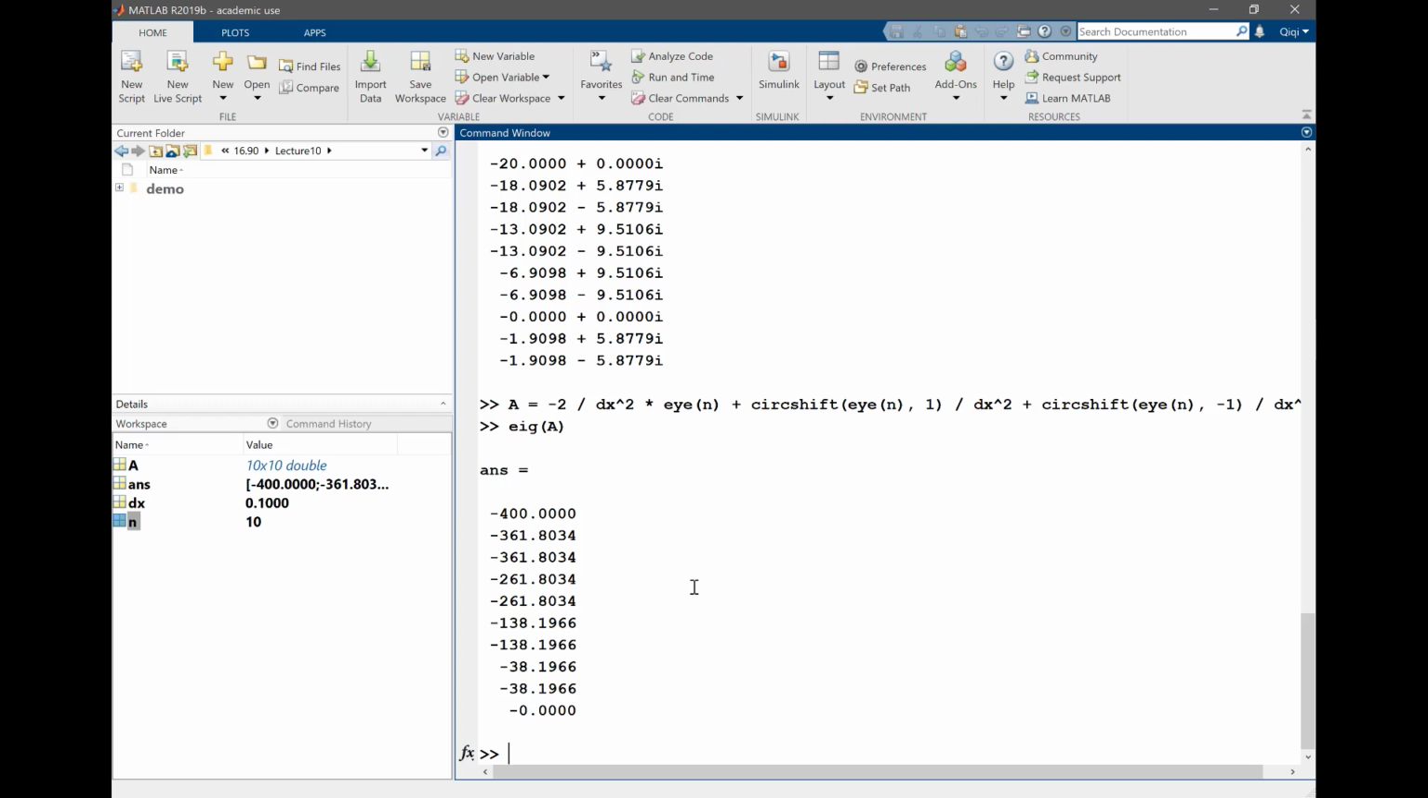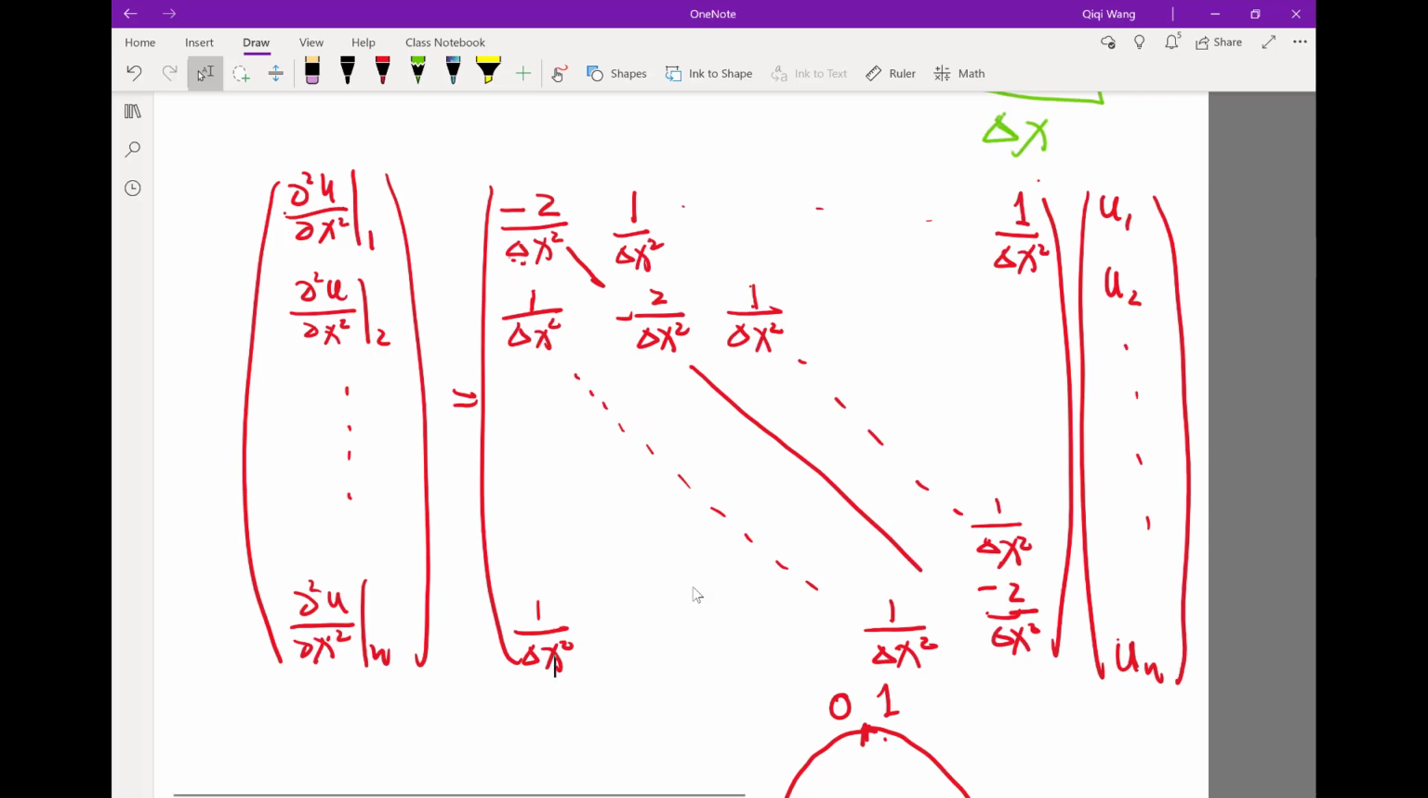They are all real. Okay, all the eigenvalues of the second order derivative matrix are real. It's amazing, huh? Well, actually not so amazing. Why? Because whenever you look at a matrix like that, when I look at the matrix, I actually know all the eigenvalues are real. Why do you think so? Because it's a symmetric matrix.